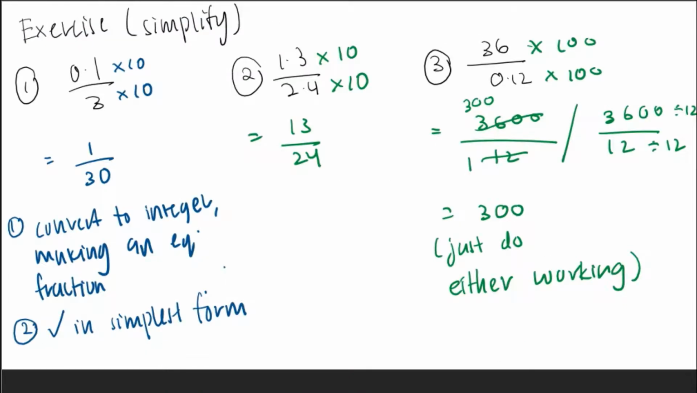Question 1. 0.1 over 3, simplifying it. So in order to convert 0.1 into an integer to make an equivalent fraction, you multiply 0.1 by 10. There you get 1, which is a whole number. And 1 over 30 is already in the simplest form, so the question is solved. And question 2, multiply both the numerator and denominator by 10. There you get 2 whole numbers, and they are already in the simplest form. And question 3, same thing. You can do either working.